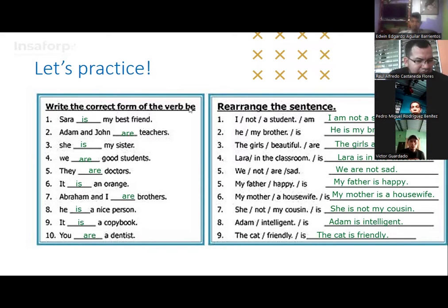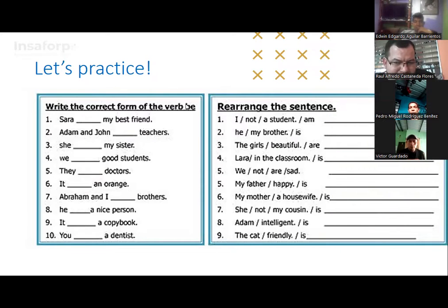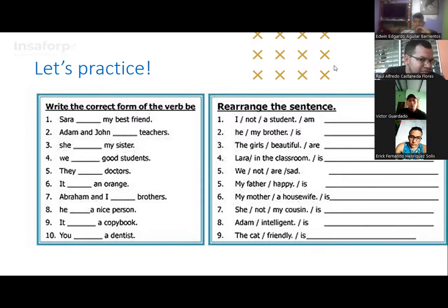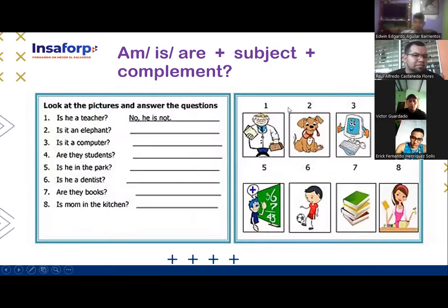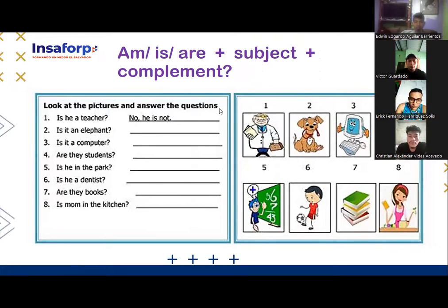Good. Bye. Hoy vamos a ver las preguntas. Vamos a practicar las preguntas. Questions. Let's practice the questions. Primero tenemos preguntas y luego vamos a completar con las respuestas. ¿Cuál es la estructura para las preguntas? Les decía, first, the verb be, am, is, or are, subject and complement. For example, is he a teacher? Veamos number one, the picture. We have to look at the pictures and answer the questions.